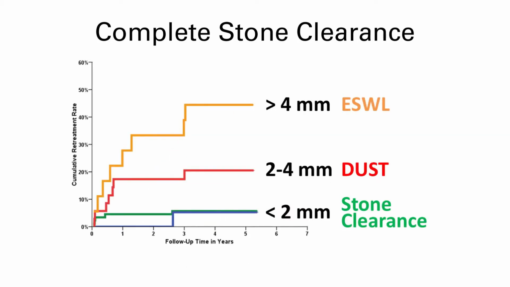And one way to think about this is this would be the fragments that we're considering a success for shockwave. I think the dusting procedure leaves you with fragments in the 2 to 4 millimeter range. We really want to get people stone-free, and that less than 2 millimeters on CT is a stern test. But that's the key, and what I think is most important about the access sheath placement is the ability to achieve a true stone-free state.